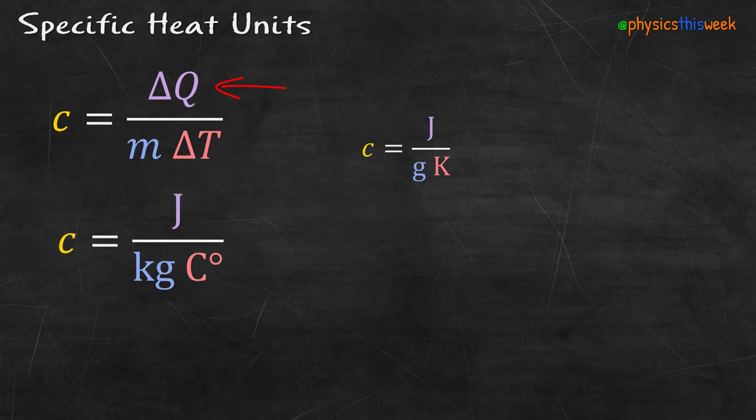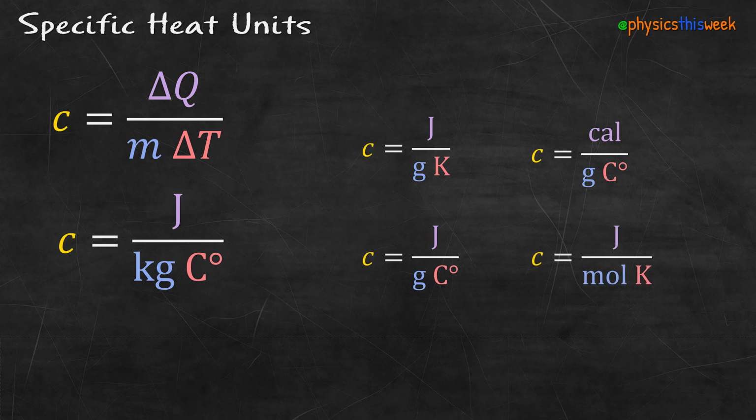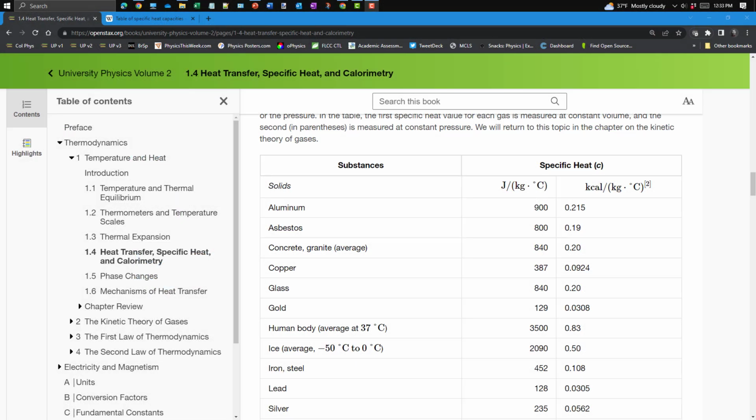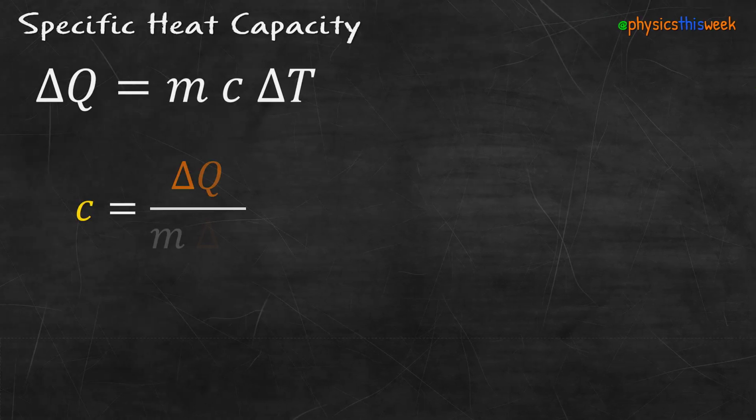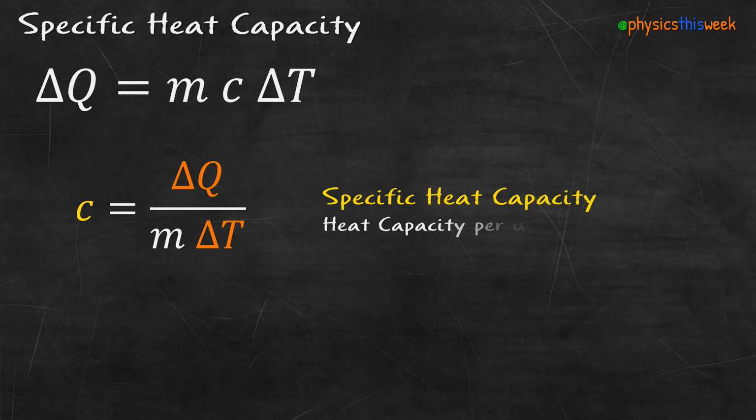Note that we can change the heat unit, the mass unit, or the temperature unit. In chemistry class, you may also see units of joules per gram Celsius degree, calories per gram per Celsius degree, or joules per mole Kelvin, or other variations. When you look up the specific heat of a substance, be sure to use units consistent with what you have measured or have been given. If you know the mass of an object, its temperature change, and how much heat it has absorbed or released, you can determine its specific heat.